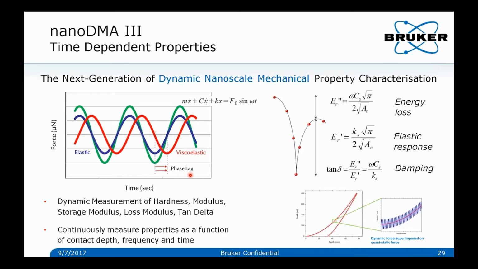So for a viscoelastic material, if you have a soft material, a polymer or biological material that has some viscoelastic properties, we can actually measure storage modulus and loss modulus. You can measure frequency dependence of these properties.